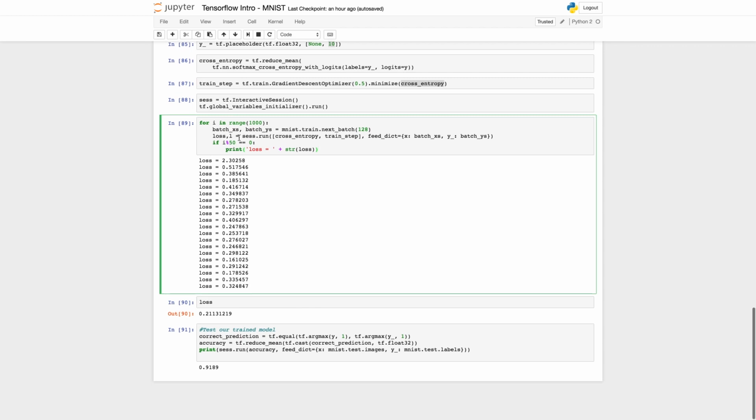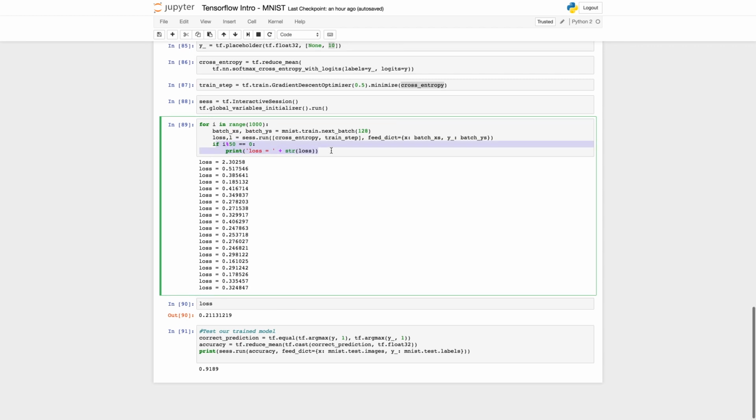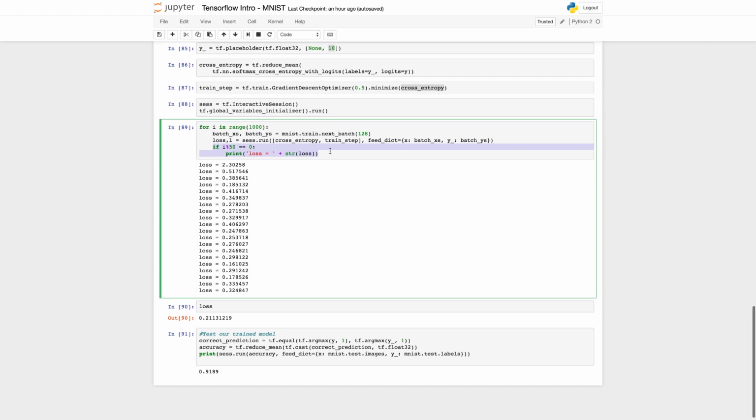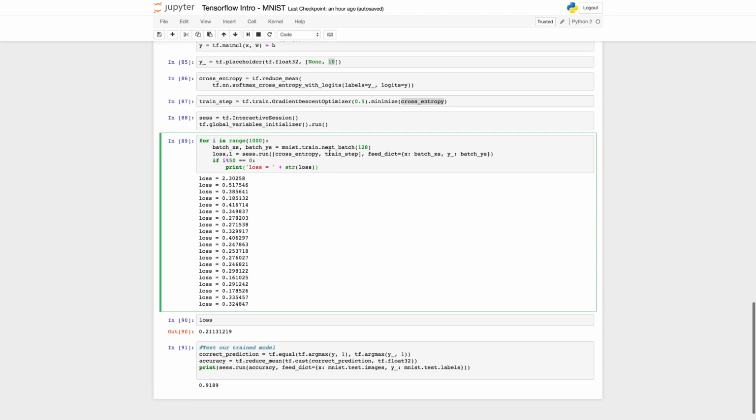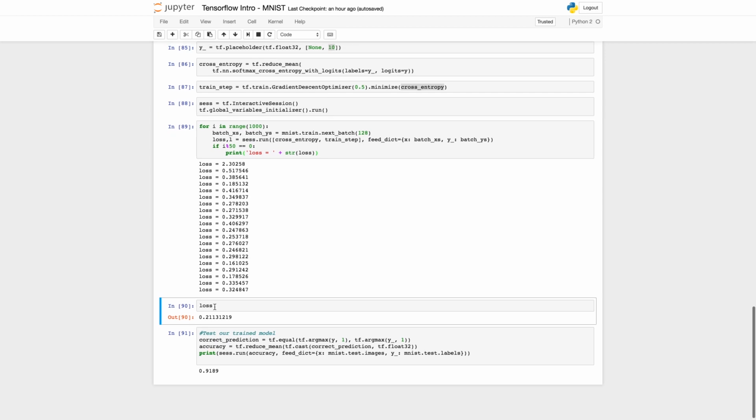Now, what I'm doing here is printing the loss so that we can see the changes in the loss per each iteration of the training. So here I'm printing the loss given to us by cross entropy, and as we can see throughout the training, the loss decreases. So we started with 2.3 and we're all the way down to 0.21.